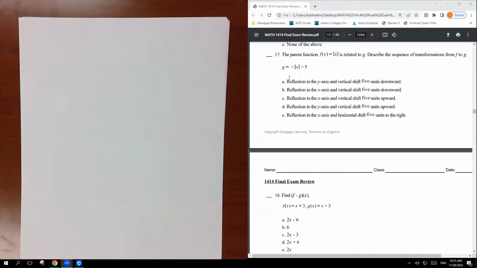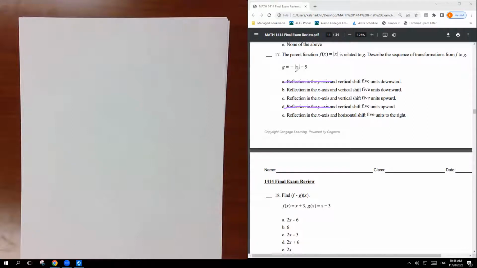For example 17, we have the basic function, and we have this function which is g equals negative absolute value of x minus 5. We need to write down the transformation for this one. First of all, if we have a negative sign outside the basic function, it's a reflection over the x-axis. So I can't choose this option because it's a reflection over y. So I have 3 options. I need to check which one is going to be the right one.